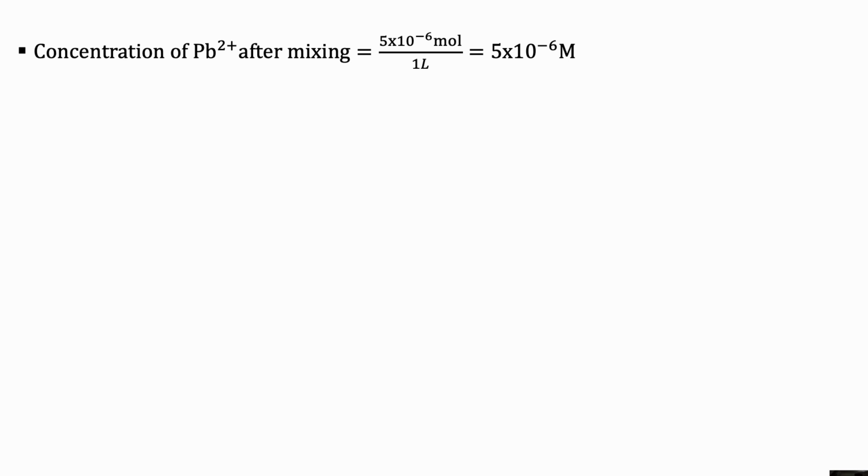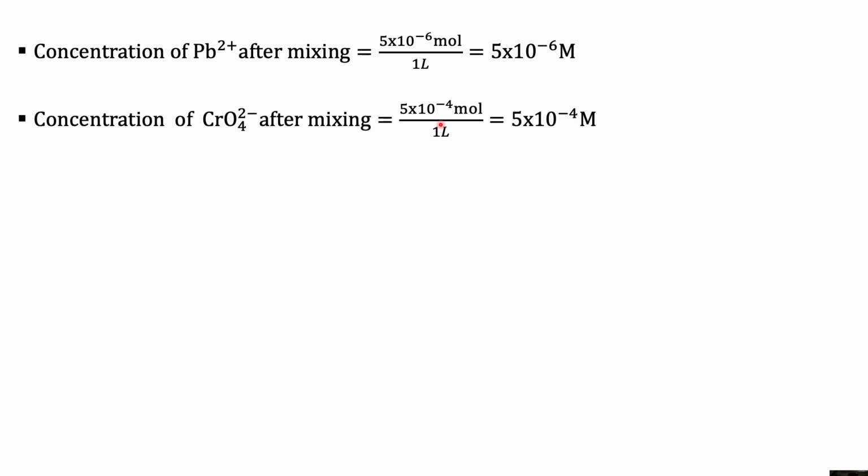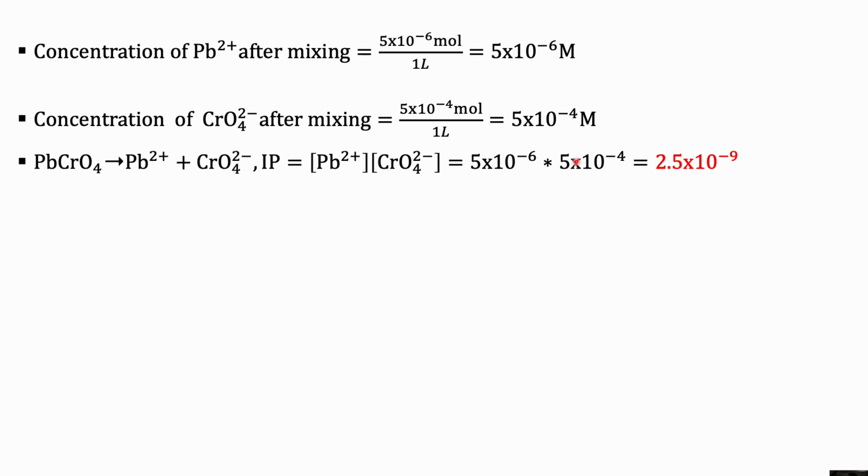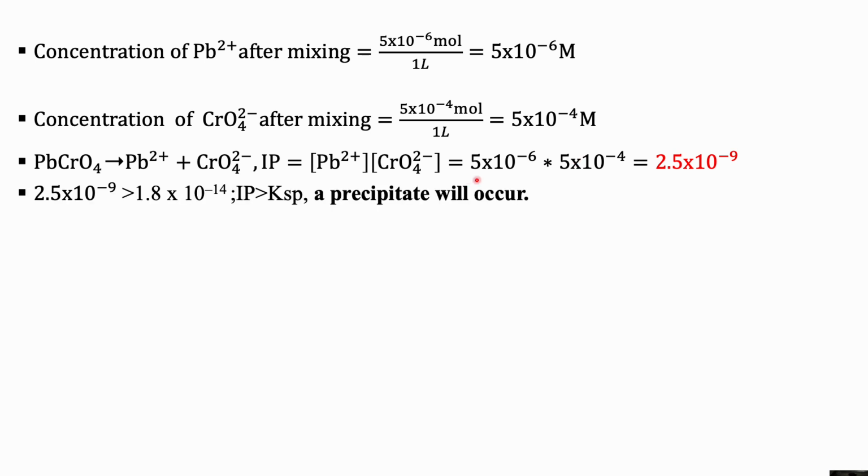Concentration of lead after mixing, we get this one, so we are dividing with the total volume. The total volume is 1 liter. Concentration of chromate after mixing, we divide with the total volume, we get this one. Then we determine the ionic product by multiplying the 2. So the ionic product, we get 2.5 times 10 power negative 9. We see that the ionic product is higher than the Ksp. Here a precipitate will be formed.